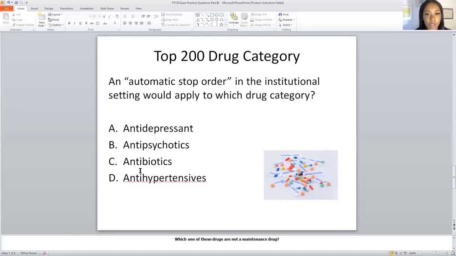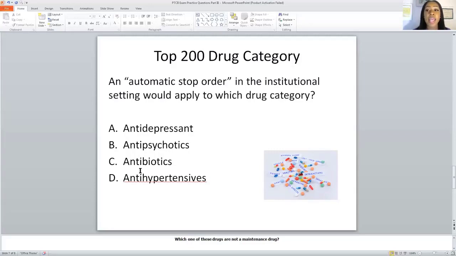Lindsay, what is a maintenance drug? A maintenance drug is anything that helps a person to maintain perfect or good health, okay? So depression pills can help them to maintain and stabilize themselves. Antipsychotics can help to maintain and stabilize some things. Antihypertensives can help maintain and stabilize the blood pressure. But antibiotics are used to fight infections. They are not here to maintain anything. They're just used for a period of time to correct something, right?